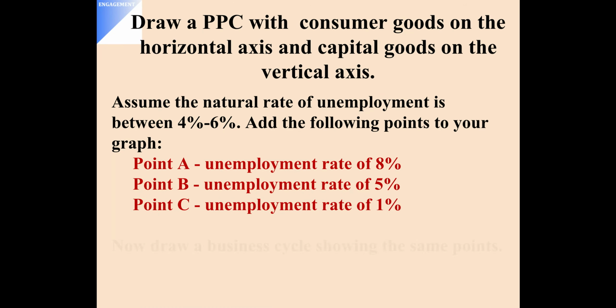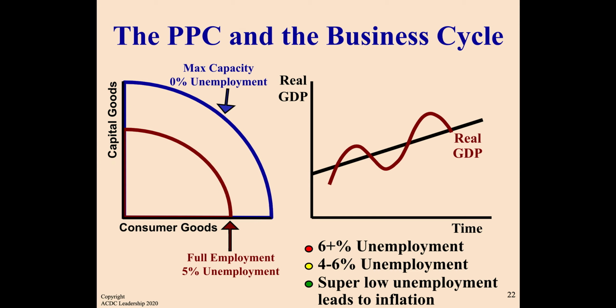So, this is the relationship between the PPC and the unemployment rate. On the left, we have capital goods and consumer goods. Full employment is about 5% of unemployment, but the max capacity, or not possible, is 0%. The second graph on the right shows the business cycle, real GDP on the y-axis and time on the x-axis. 6% unemployment, 4% to 6%, and then super low.